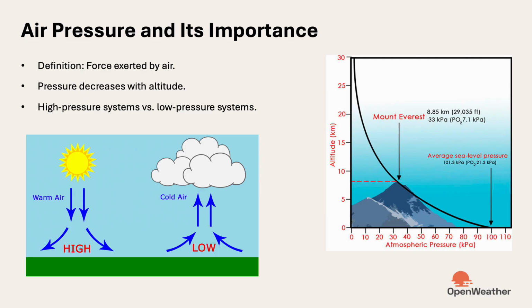Air pressure is simply the weight of air pressing down on us. It decreases as we go higher up, like on a mountain. High pressure systems generally bring clear weather, while low pressure systems often lead to clouds and precipitation.